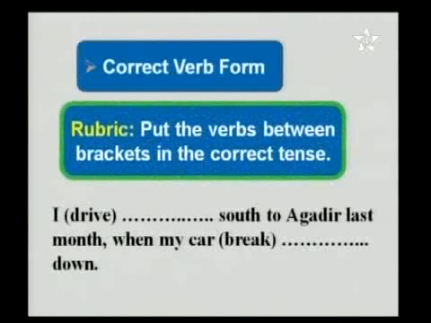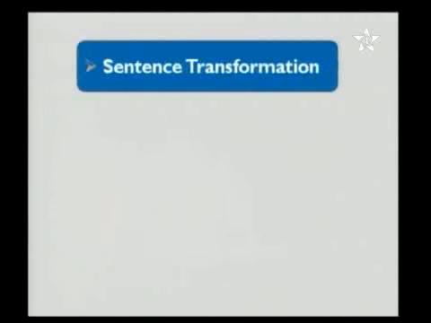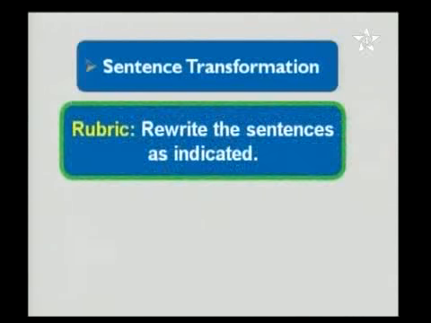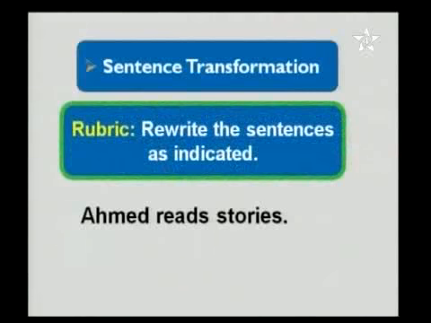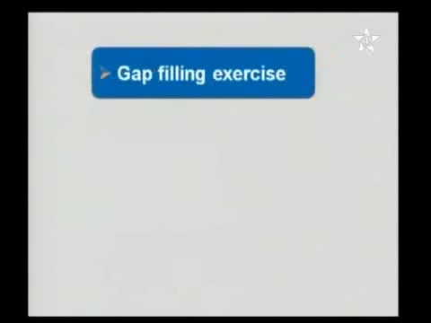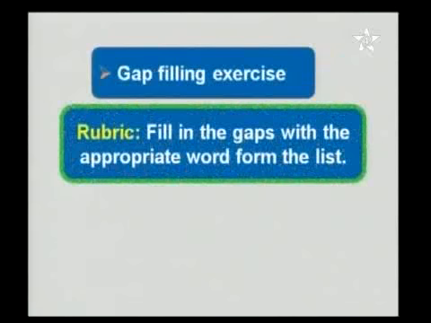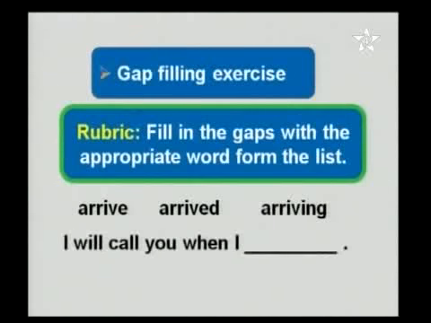Now, examples of grammar exercises: correct verb form, rubric, put the verbs between brackets in the correct tense. All right, here is an example. Now, sentence transformation. The rubric is rewrite the sentences as indicated. Here is an example. All right. Gap filling exercise. The rubric is fill in the gaps with the appropriate word from the list. Arrive, arrived, arriving. Here is the sentence. Here is the gap to fill.